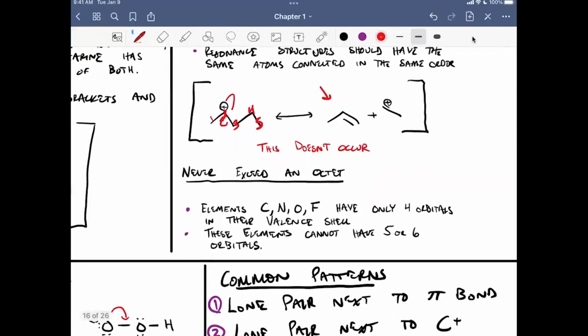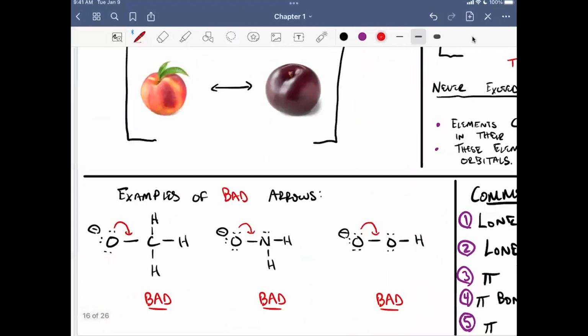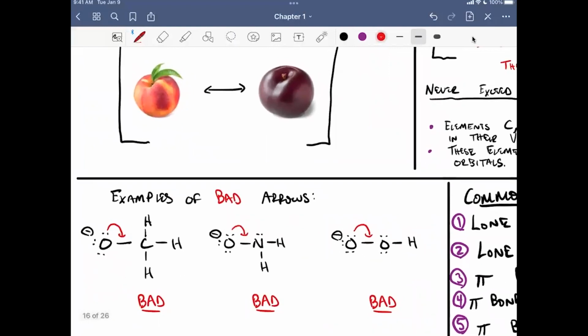Second one here is you shouldn't exceed an octet. The elements C, N, O, F have only 4 orbitals in their valence shell. They can't have 5 or 6 orbitals. So these are the two overarching rules. And obviously with resonance, there are arrows to show how these electrons move between these atoms.